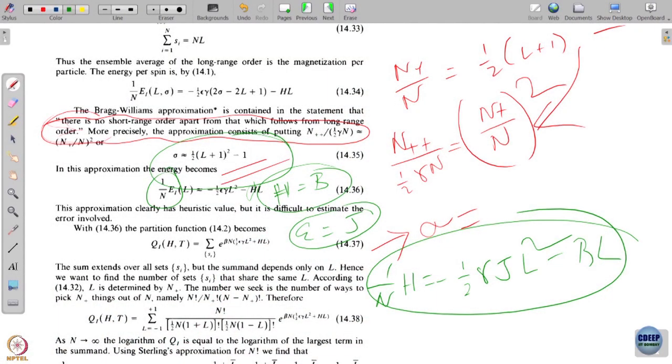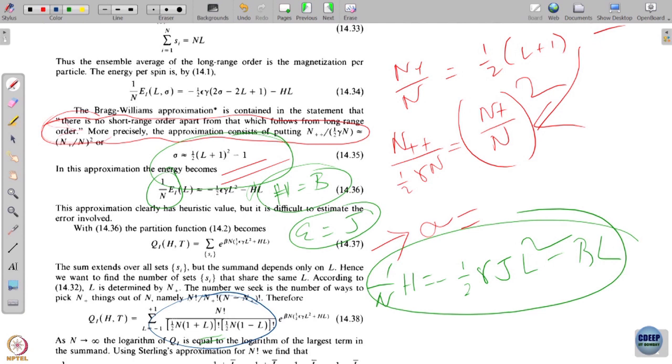Once I do that, now I am in a completely free domain. Now, I know how to go. I know how many ways I can get n plus up spins in n, and that of course is n factorial by n plus factorial n minus factorial. So, that I have written here, where n plus is half n(1 plus l), and the other is n(1 minus l). This is the number of ways to distribute.